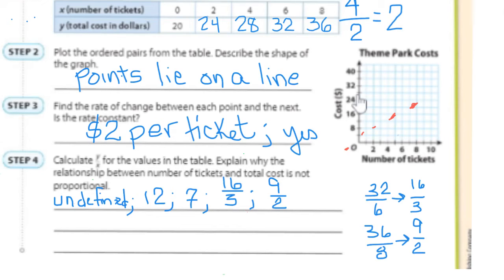Then it says, explain why the relationship between the number of tickets and total cost is not proportional. Remember, this was called the constant of proportionality in Module 3. We had proportional problems, and that was called the constant of proportionality. And when we calculated that, they were always the same. This time, they're not. So I'm going to explain why it's not proportional.